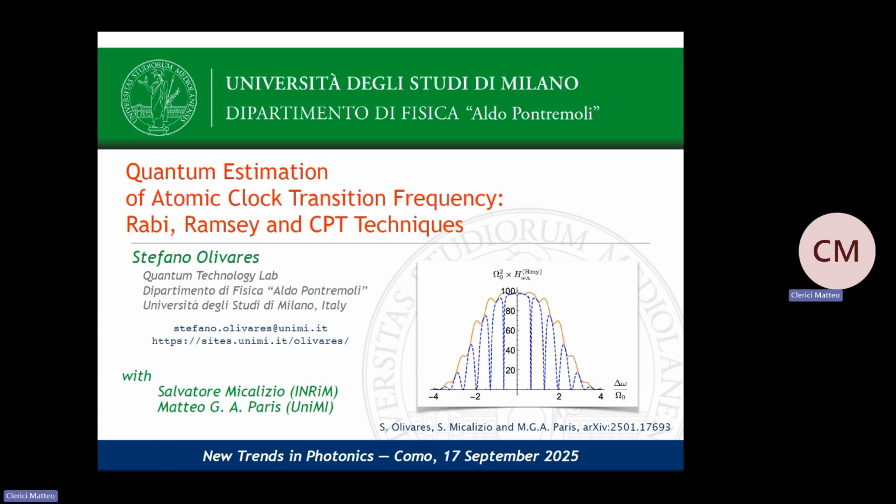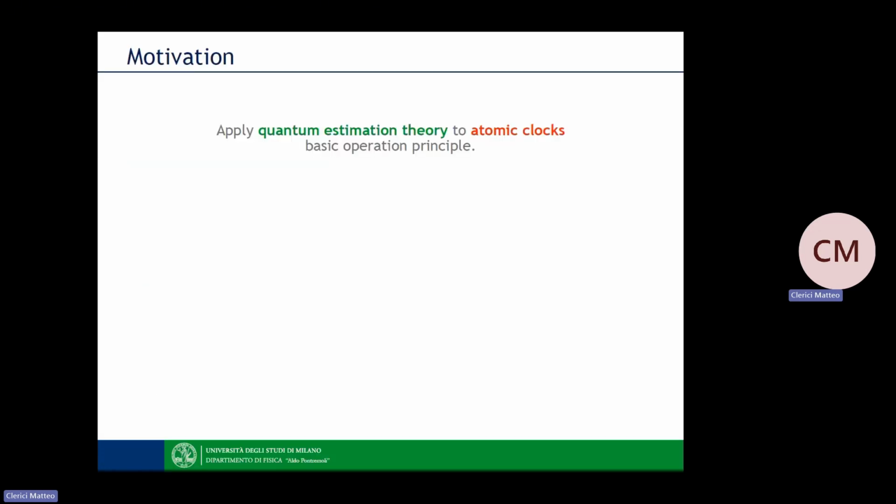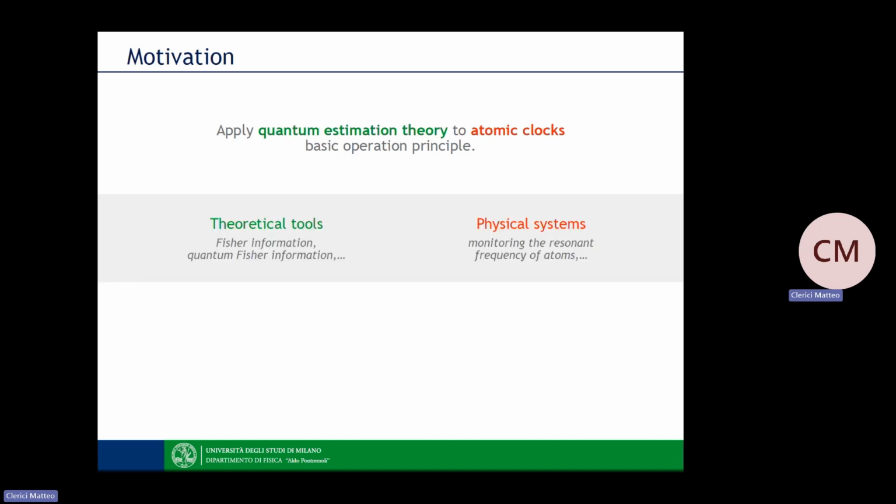Today, I decided to show you a theoretical paper related to quantum estimation theory. The motivation is that usually we apply quantum estimation theory or quantum metrology, and then we implement an experiment. Here, we have a different approach. We know that this kind of device, named atomic clock, is the best device used to measure the frequency, let's say, of time. And so we want to apply the theoretical tools to verify what happens there. It's a different kind of approach.